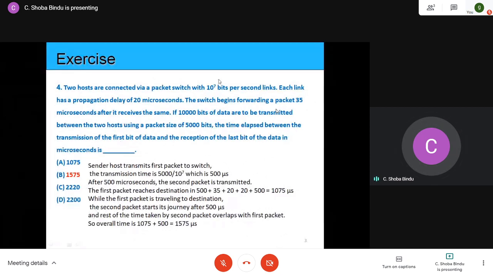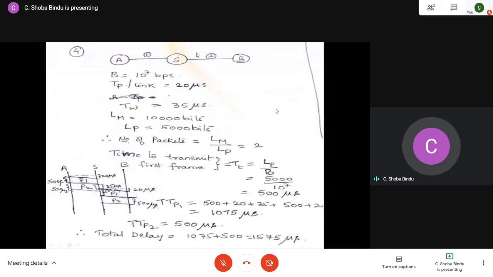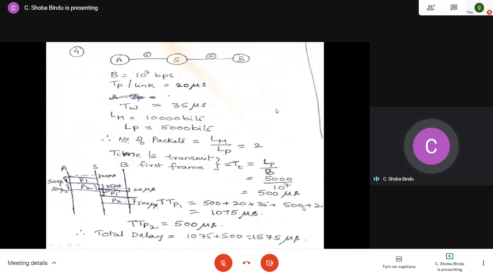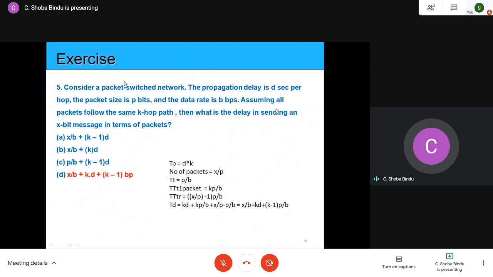Here you have only one hop. If you have k hops here, then it will be k into the propagation delay. Here you can see the propagation delay is added 2 times because you have 2 links over here. So if you have k hops, k links that we have here, then it will be k into the propagation time. So that will be the answer for this.